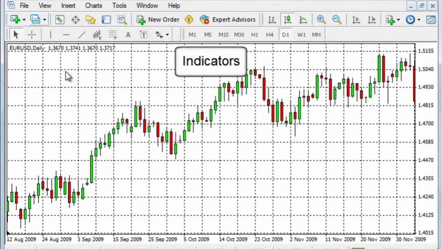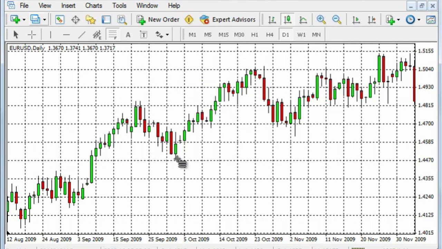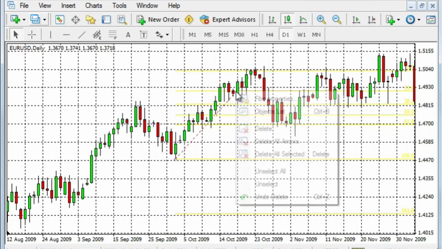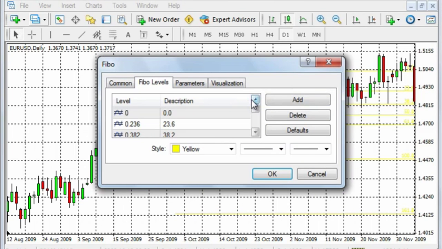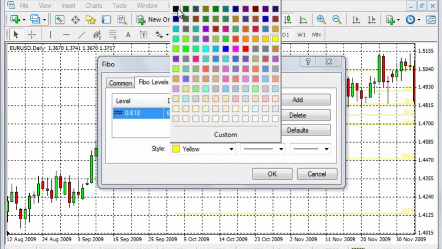Add the Fibonacci indicator by selecting Insert, Fibonacci, Retracement. Place it on the wave in the center. Double-click in order to select it, and right-click in order to access its properties. In the Fibo Levels tab, keep only the 61.8 value and change the color to black.